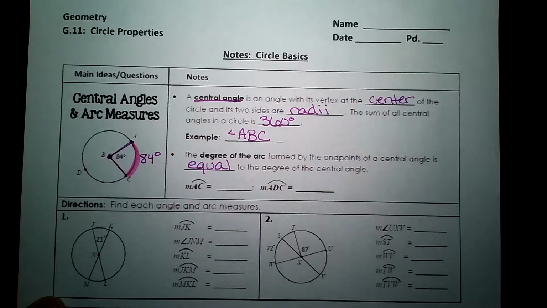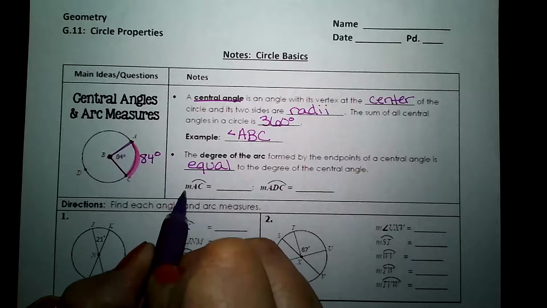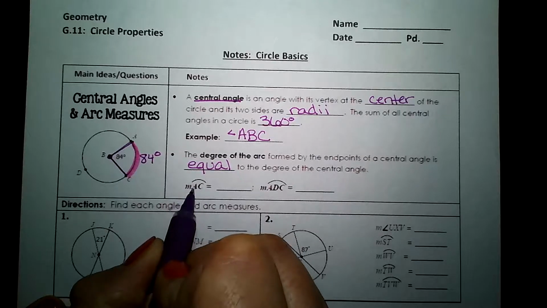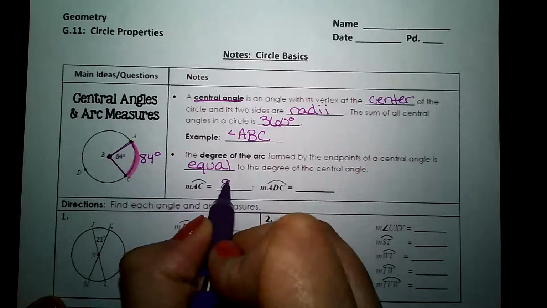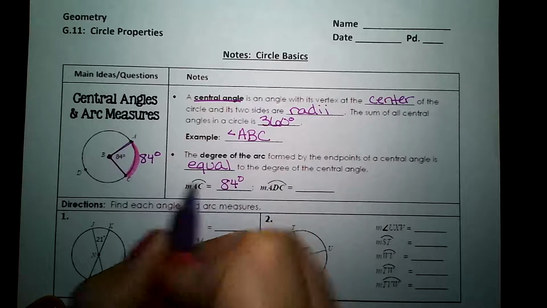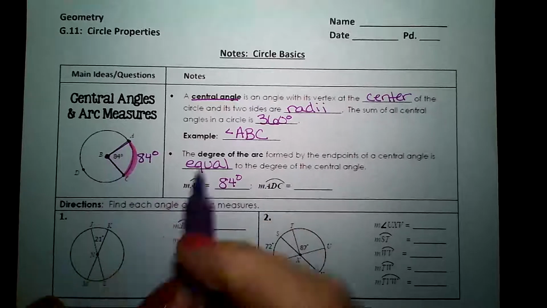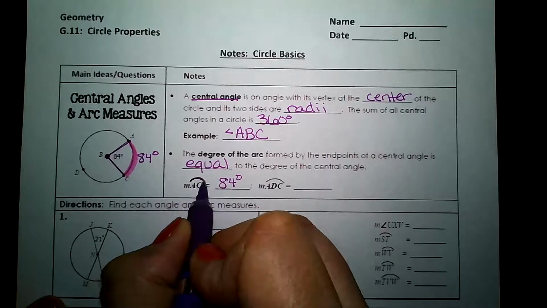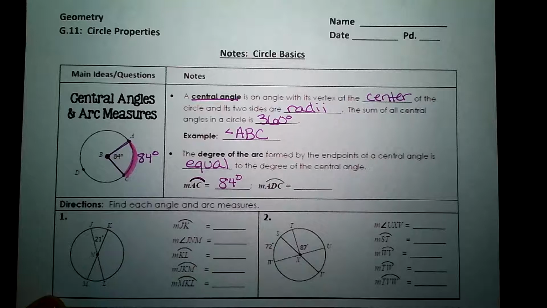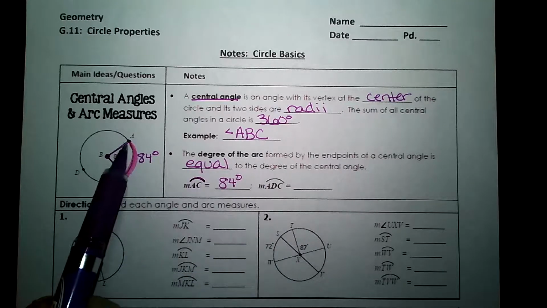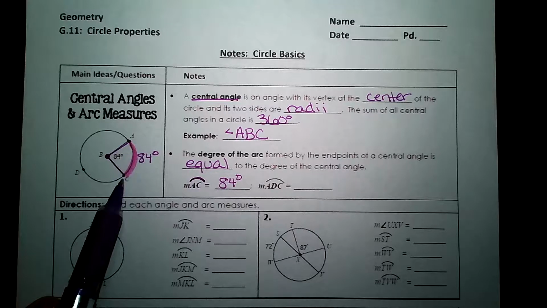Now here's your notation. This symbol down here says the measure of the arc. We're looking for the degree of the arc from point A to point C. So notice that it's curved. Maybe you want to embellish that and highlight that. It's not a straight line, and we're just talking about the measure from A to C.